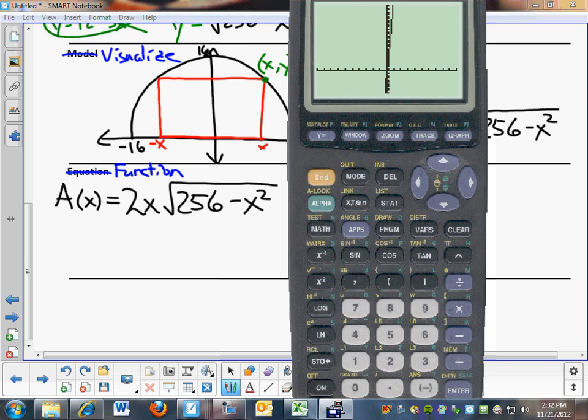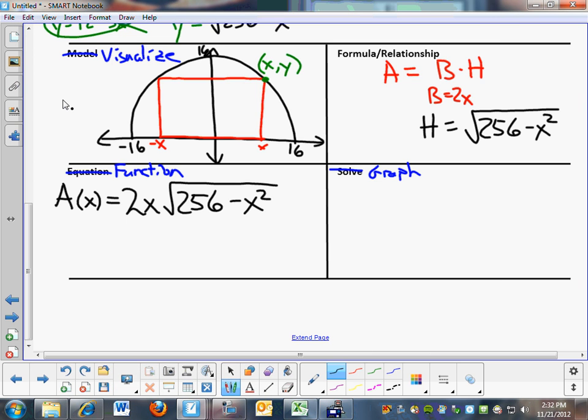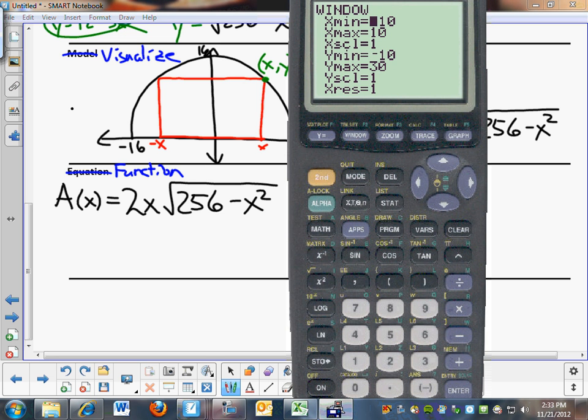Oh, gosh, I don't see it at all. How about this? How big could this x value be? What's the largest this x value could be? 16. So maybe I should change my window so I can actually see that portion. I'll take my x max and put it all the way out to 16. In fact, I'm going to go a little bit further. I'm going to go out to 20 just to make sure I can actually see it.